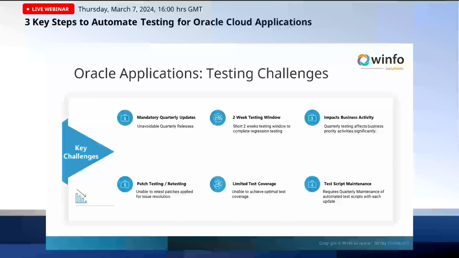Here are a few of those key challenges, and I'm sure you'll all be quite familiar with them. Oracle has a mandatory quarterly update cycle, and updates require significant resource and time spent on manual testing on a quarterly basis. Oracle provides only a 2-week period to complete all regression testing, and that can put unnecessary pressure on the business. Completing that testing does the same thing as well. Another area is also covering all the test scenarios, and doing it manually is just sometimes not possible.